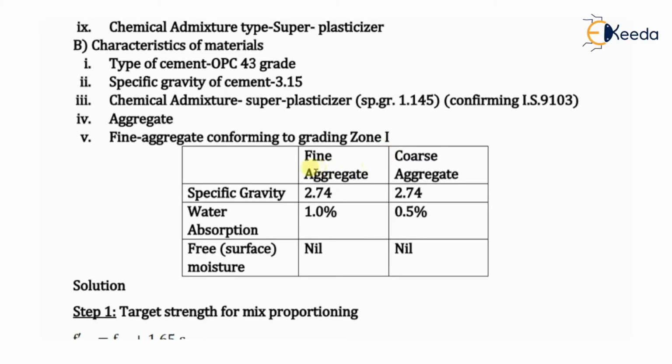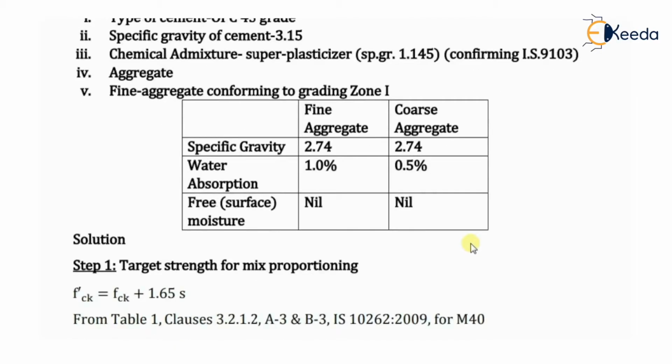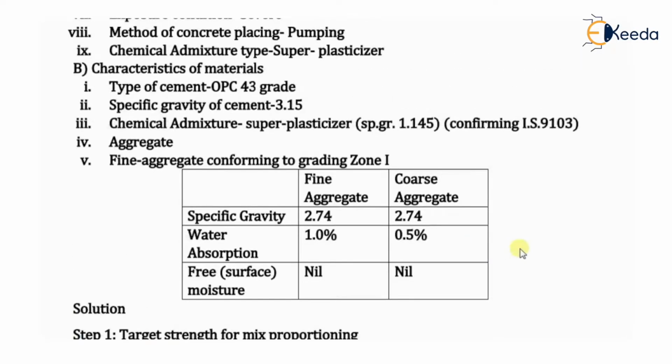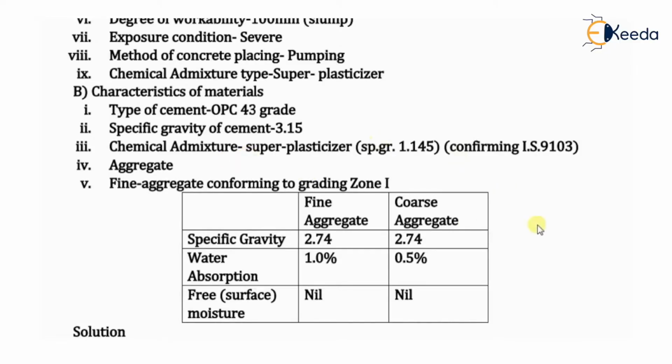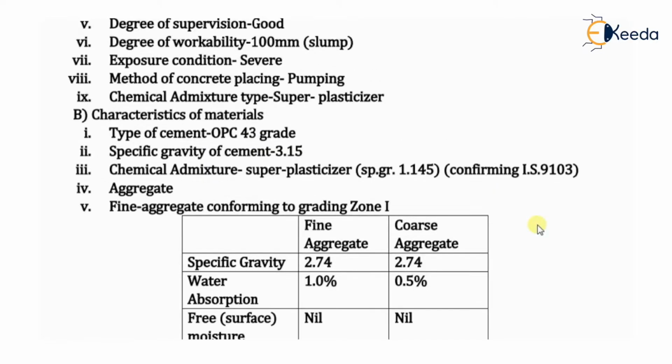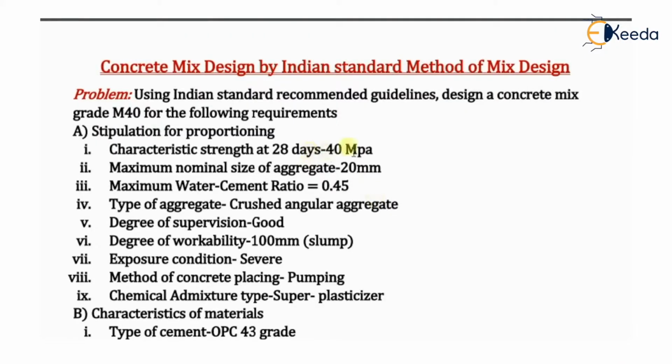Then specific gravity of fine aggregate is 2.74, and for coarse aggregate it is also 2.74. Water absorption of fine aggregate is 1.1%, for coarse aggregate it is 0.5%, and there is no free surface moisture, meaning surface moisture is nil for both fine aggregate and coarse aggregate. You can pause the video to read it again. What is the problem statement they have given? We have to design the M40 grade of concrete. If you want to read it again, you can pause the video or take a screenshot.